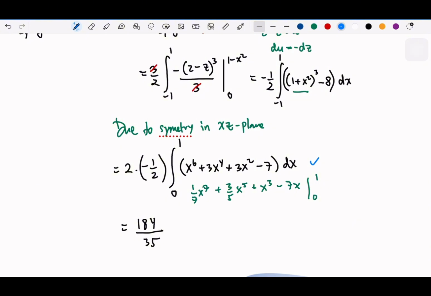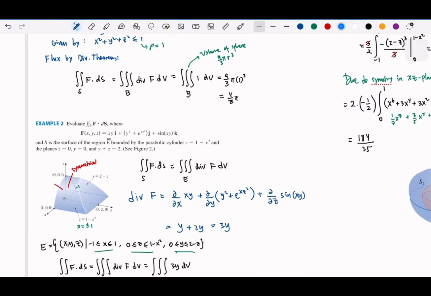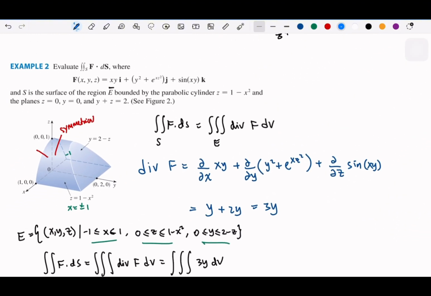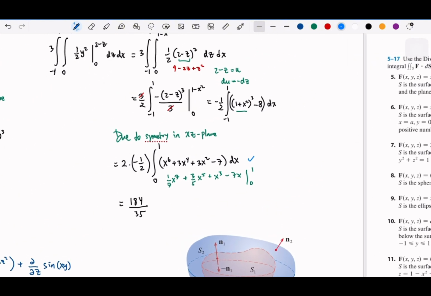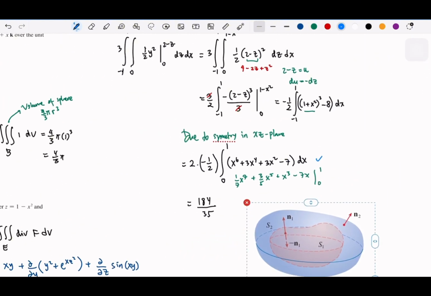Okay, so far the divergence theorem that we have worked with in this example is for what we call a simple solid region. Let me just add some notes here: simple solid regions. But we can also apply the divergence theorem to any finite unions, okay? So we can slice the boundary.